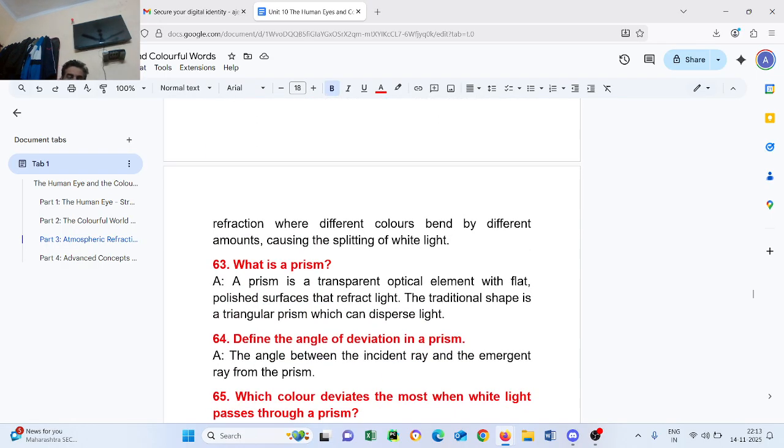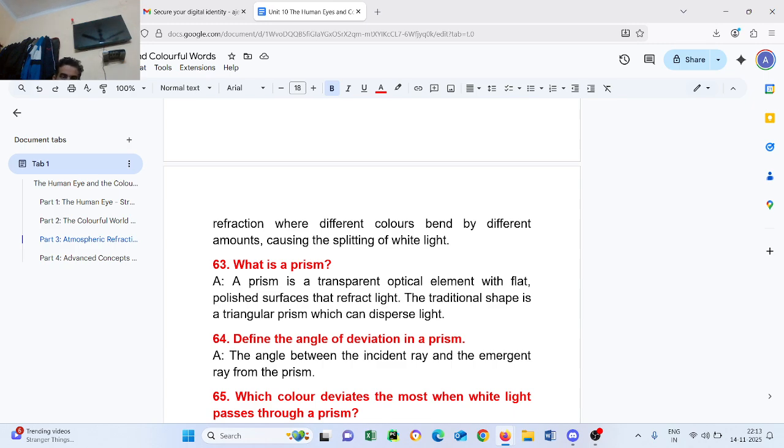Question number 63. What is a prism? A prism is a transparent optical element with flat polished surfaces that reflect light. The traditional shape is a triangular prism, which can disperse light.